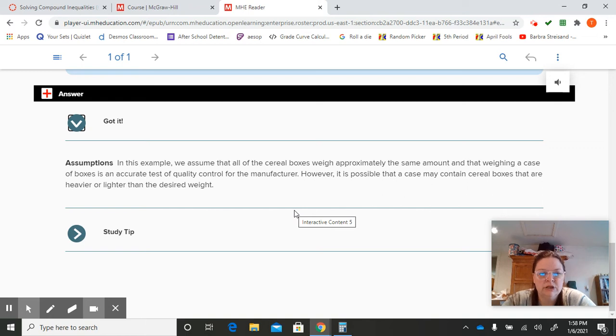In this example, we assume that all of the cereal boxes weigh approximately the same amount, and that weighing a case of boxes is an accurate test of quality control for the manufacturer. However, it is possible that a case may contain cereal boxes that are heavier or lighter than the desired weight.